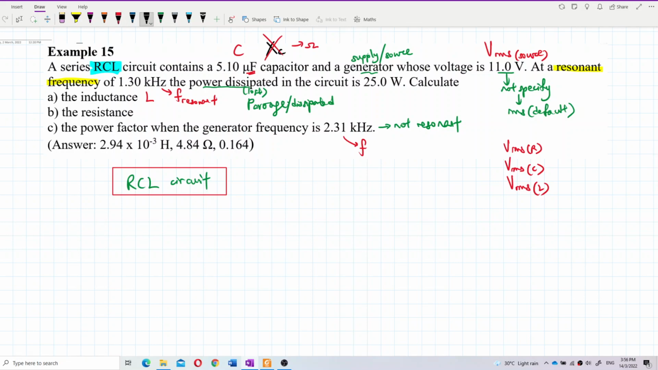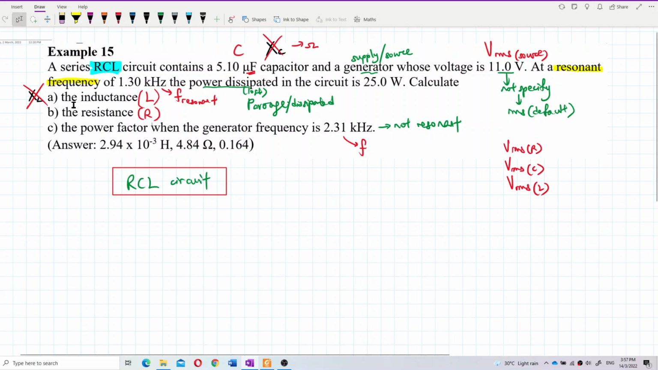Not XL. XL is called inductive reactance, but this one is inductance. Inductance is L only, in Henry. And then resistance is R. We need to find R.